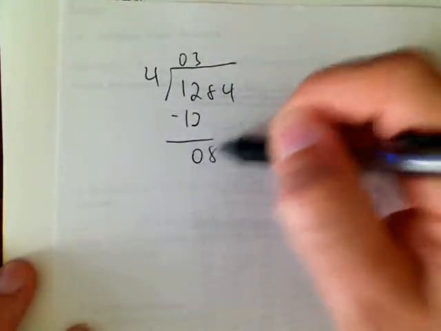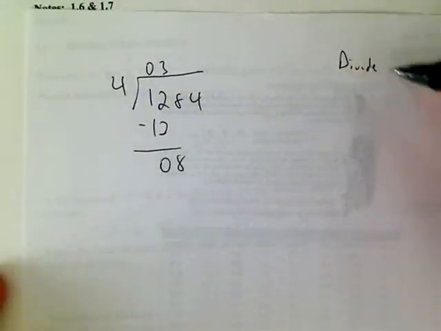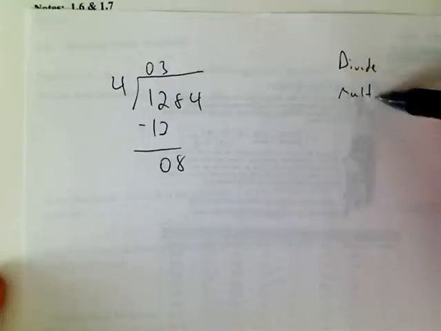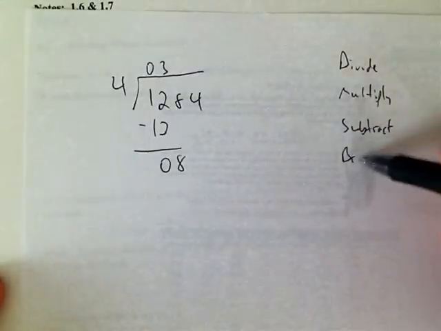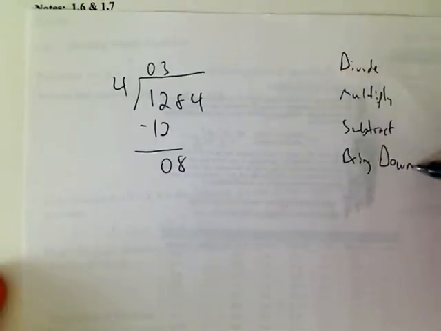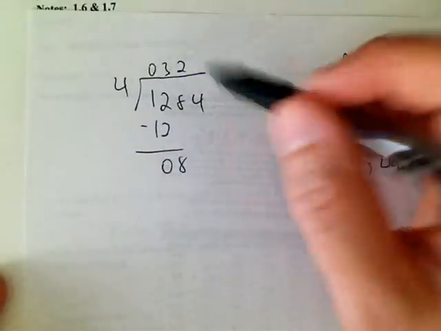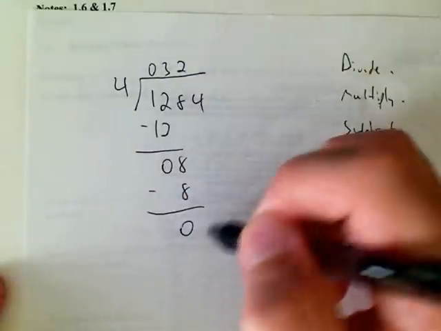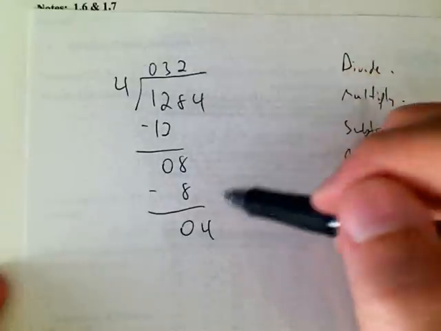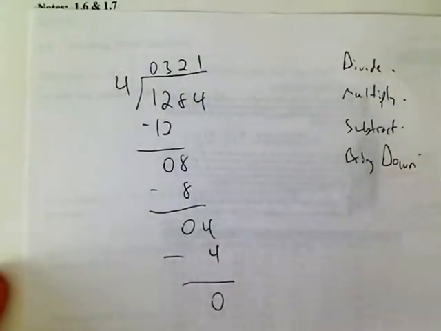Bring down the 8. That's going to be the same process over and over and over. Divide, then multiply, subtract, then bring down. Start over. But it's the same 4 steps. Here we go. We're going to start over now. We're going to divide. 4 goes into 8 2 times. Multiply back through. 2 times 4 is 8. Subtract. You get 0. Bring down the 4. Do it again. 4 divides into 4 one time. 1 times 4 is 4. Subtract, and we get 0.